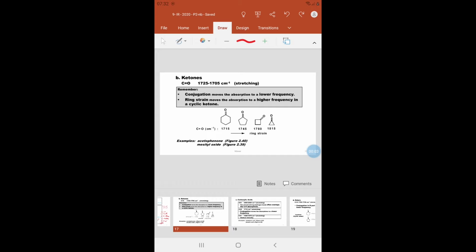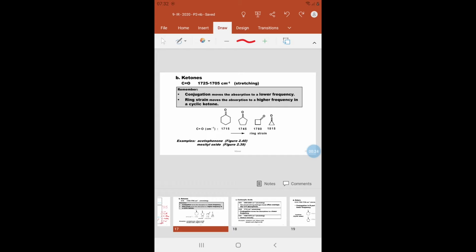Okay, the second carbonyl compound is ketones. So for ketones, first you need to look at the C double bond O. The frequency is around 1725 to 1705. The other thing that you need to remember is that conjugation moves the absorption to a lower frequency, similar to aldehyde.